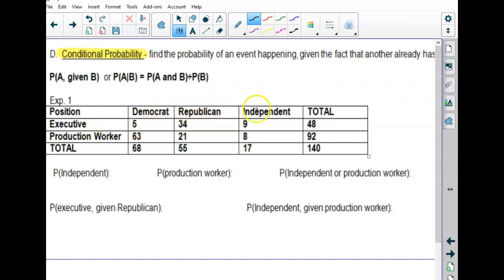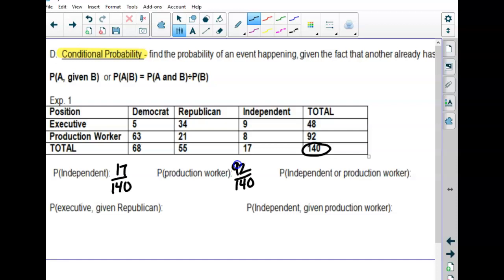So there was either executive workers or production workers. They were Democrat, Republican, or independent. They totaled all the columns, and how many people did they talk to total, guys? 140. Everybody okay with that? Okay, so how many people said they were independent, or the probability of picking an independent person if we were doing a random thing here? 17 total independent out of 140. Everybody okay? And picking a production worker? Yeah, 92 out of 140.